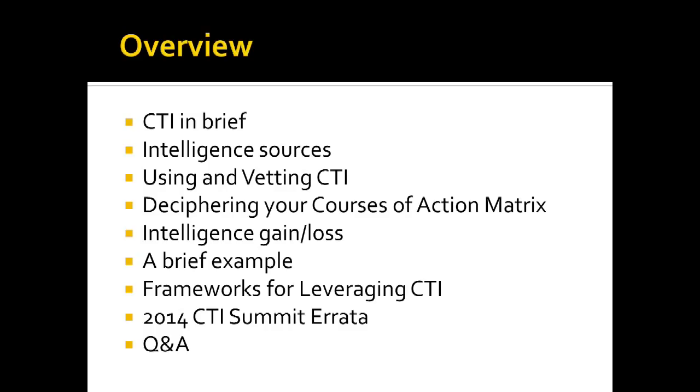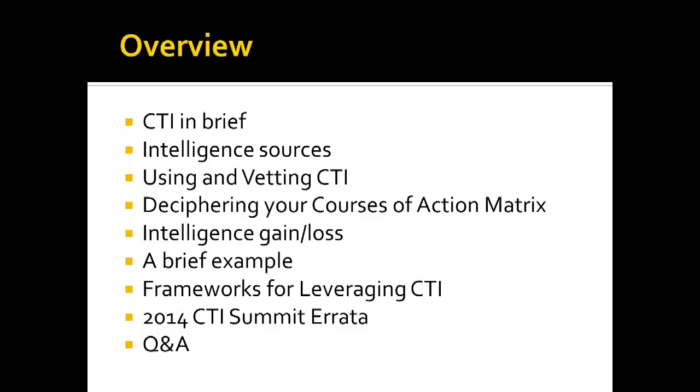All right, so today we are going to level set what we mean when we say cyber threat intelligence. A lot of people have a lot of different definitions. I don't think that there's one that's necessarily correct or incorrect. It's whatever works for you and your organization. But just so that everyone understands what I'm talking about when I say CTI, we'll talk about that. Where you can get this threat intel, how we can use and vet that cyber threat intelligence, deciphering what your potential courses of action are once you have this intelligence, understanding intelligence gain loss. So there are different things that you can do, options that you can take with certain types of intelligence that will maybe protect you but not allow you to collect further intelligence and things of that nature.